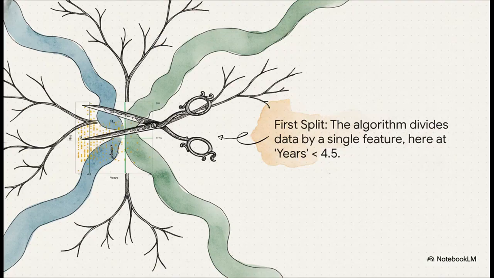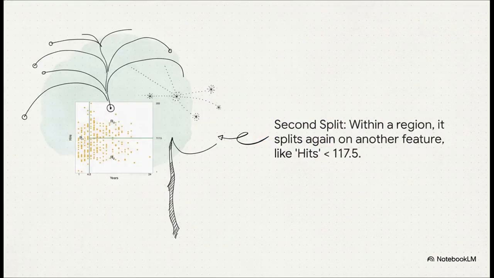Here's the first move. The model scans all the possible features, years, hits, whatever, and finds the single best place to make one clean cut. In this case, it decides the best split is by years, right at the 4.5 mark. Just like that, all the players are in one of two groups, those with less than 4.5 years of experience and those with more. But it's not done yet.